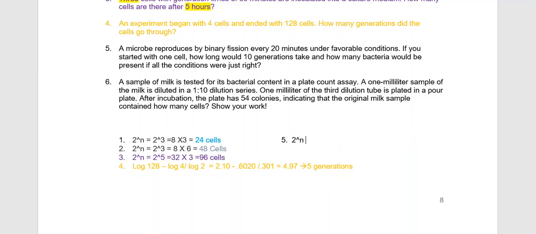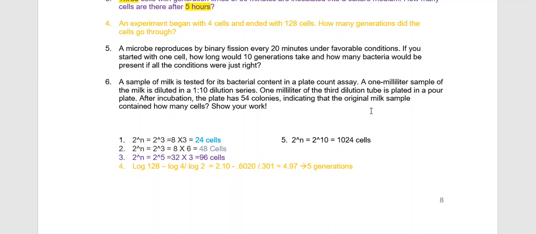So it says we start with 1 cell, how long would 10 generations take, and how many cells would be present. So what we want now is to raise this to the 10th power, and that gives us 1024 cells. So we know how many cells are present. Now the next thing we want to do is figure out exactly how long it took us to get to 10 generations. So we know what the generation time is. The generation time is 20 minutes.